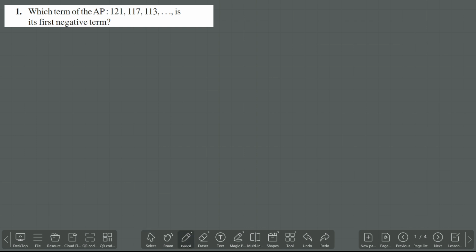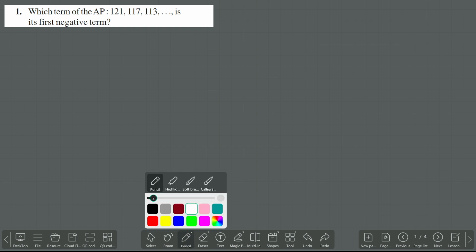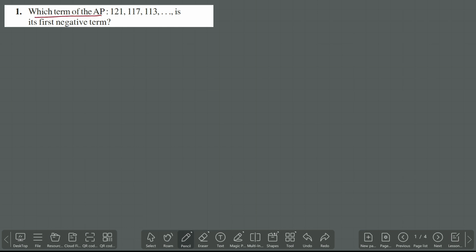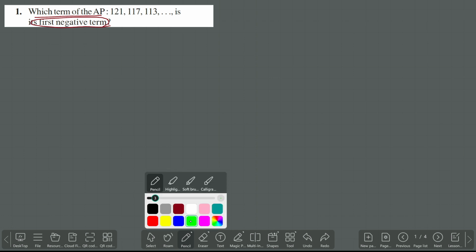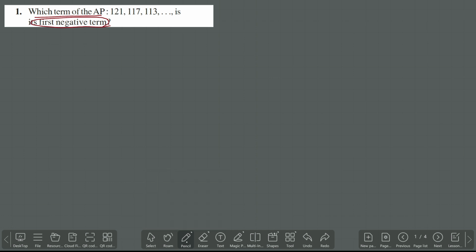Right, the first question: which term of the AP? Then what do I want to find? N. Which term in the sense, the keyword, which term, how many terms, number of terms, find N. So which term of the AP is the first negative term? Negative term in the sense, usually it will be greater than 0 or less than 0? Less than 0. Which term, we don't know, it can be the 9th term, 10th term, 15th term, 20th term.